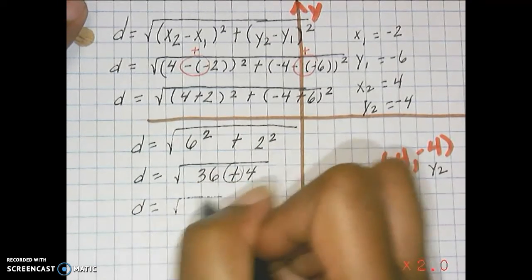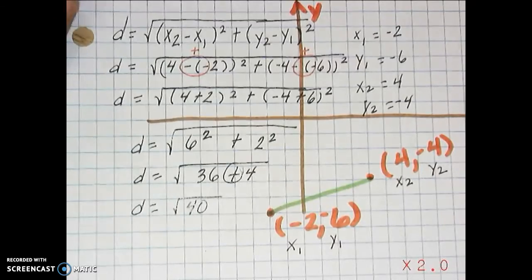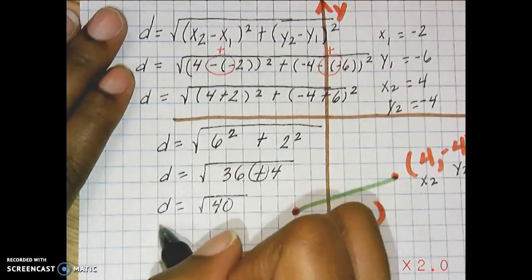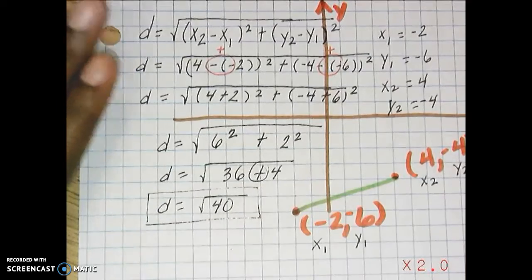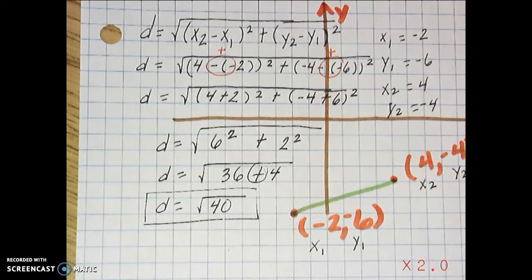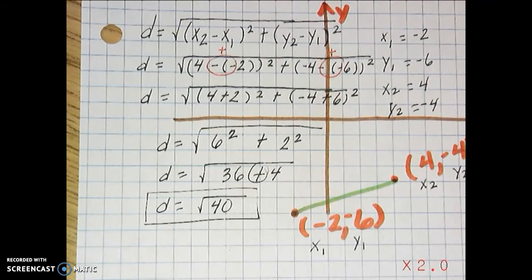So the distance is going to be the square root of 40. And like I said, for this class, we don't have calculators just yet to use. So the distance is just going to be the square root of 40. Okay. Take a second, pause it if you need to write that down.